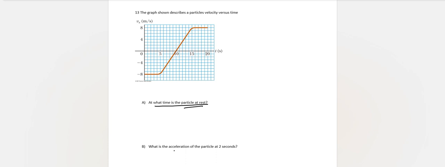Part B, where it says, what is the acceleration at 2 seconds? So acceleration is change in velocity over change in time. And it's important to realize that is a slope. It's the slope of a velocity versus time graph, which is what we have here. And at 2 seconds on the graph, we are here. So when it says, what is the acceleration of the particle? It's asking for the slope in that region.